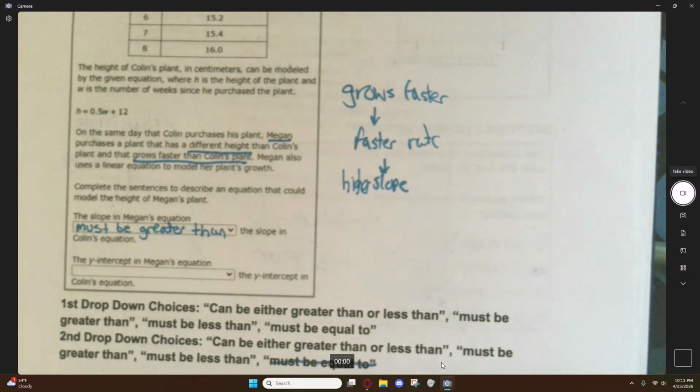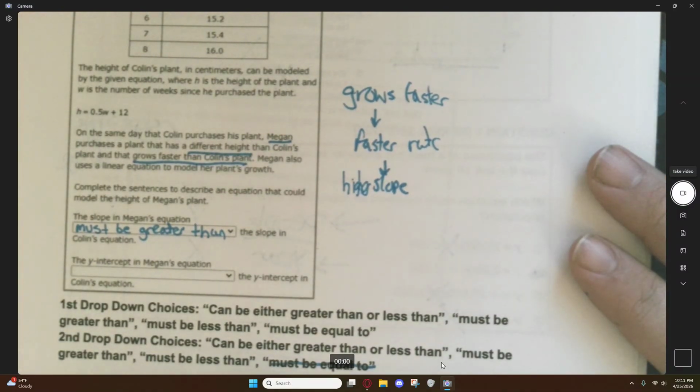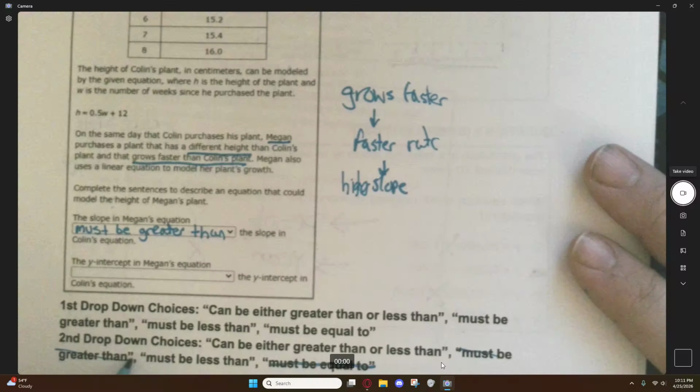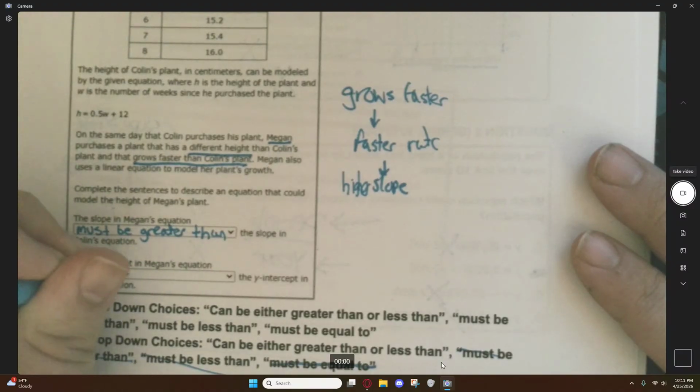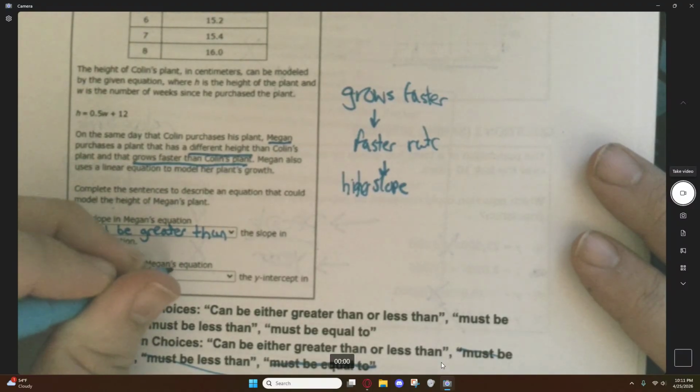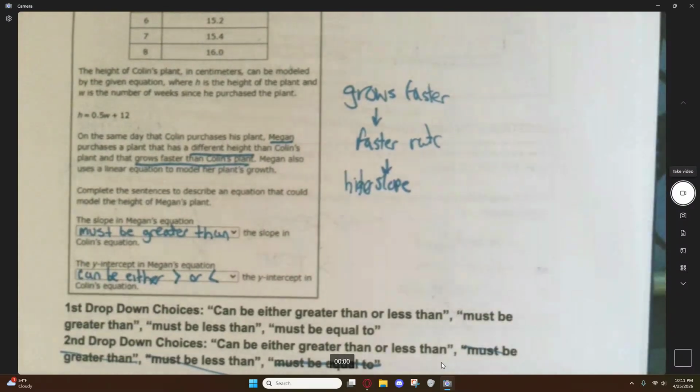But if we don't know if it's larger or smaller, we can't definitively say it must be greater than or it must be less. We can't definitively say this choice or this choice. We just know it's one or the other. It can be either greater than or less than the y-intercept, because remember, the y-intercept represents your starting point.